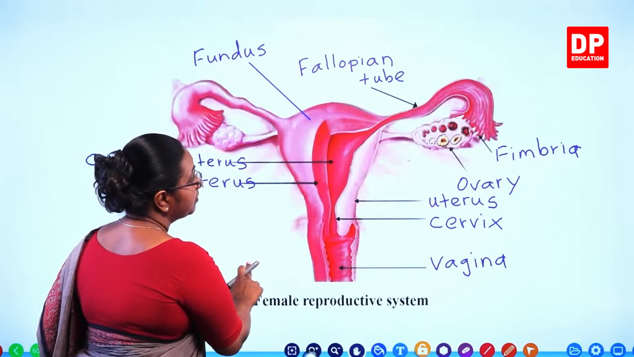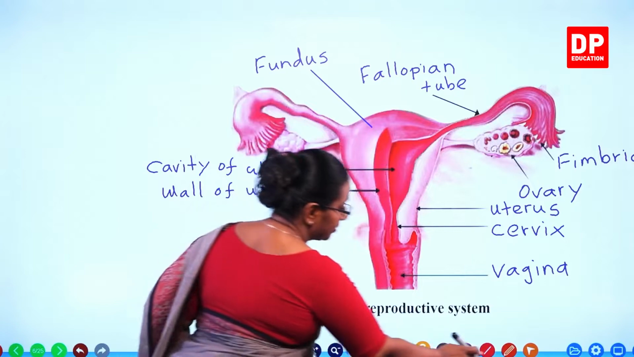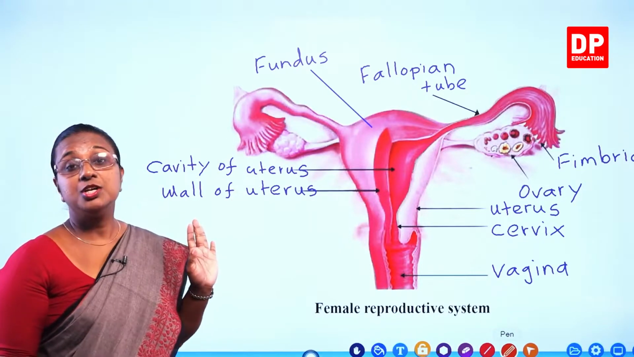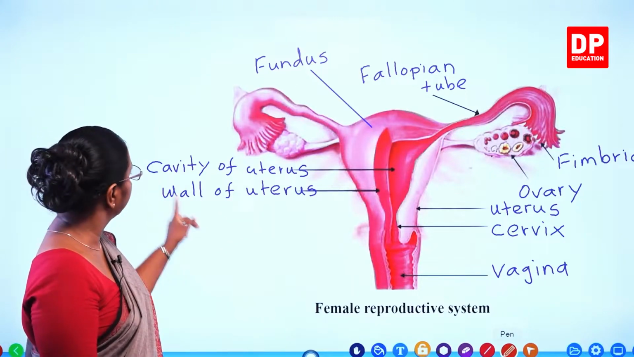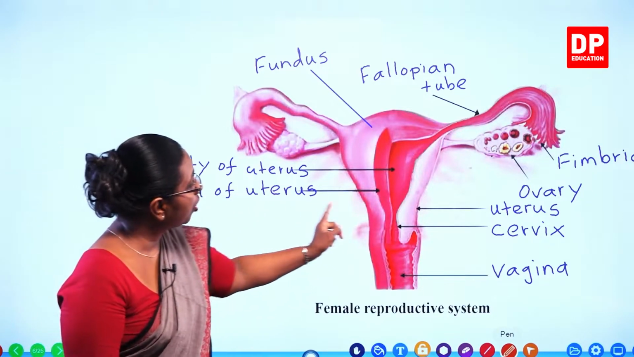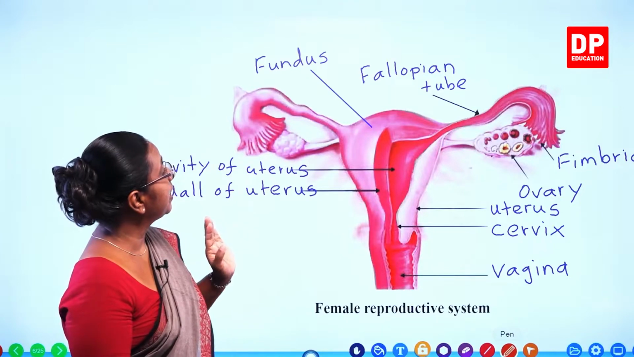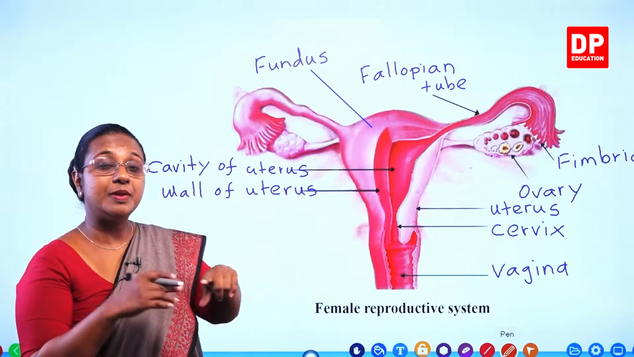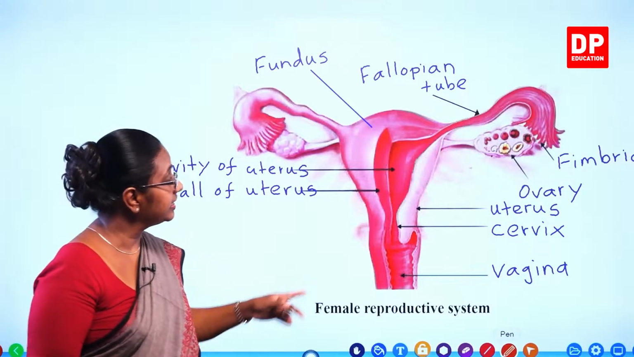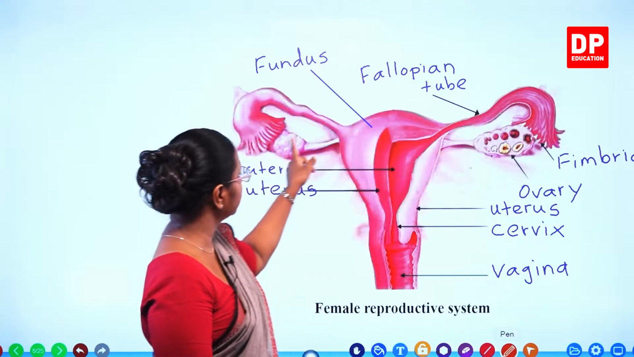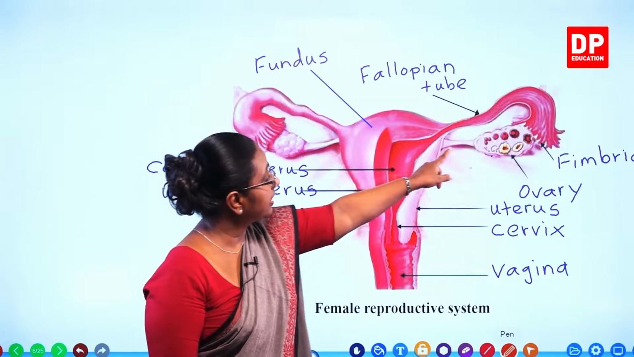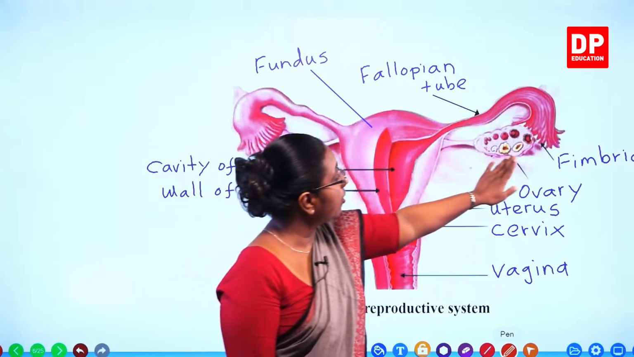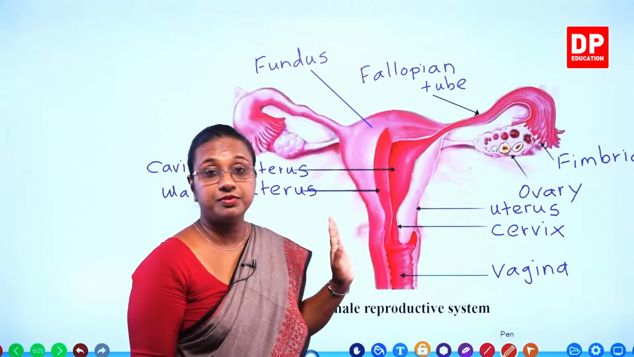So there, I am sure, students, you all know the parts of the female reproductive system. If you are given the diagram, you should be able to label them. The cavity of uterus, wall of uterus, then the upper part is the fundus. From the fundus, the fallopian tube extends to both sides. And you also can see there are two ovaries. They are connected to the fundus of the uterus.